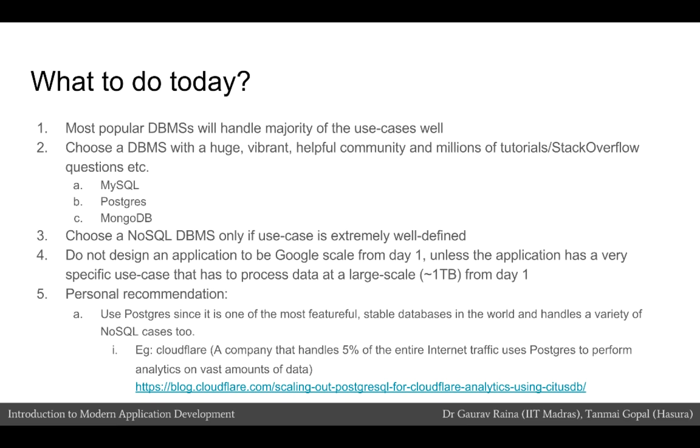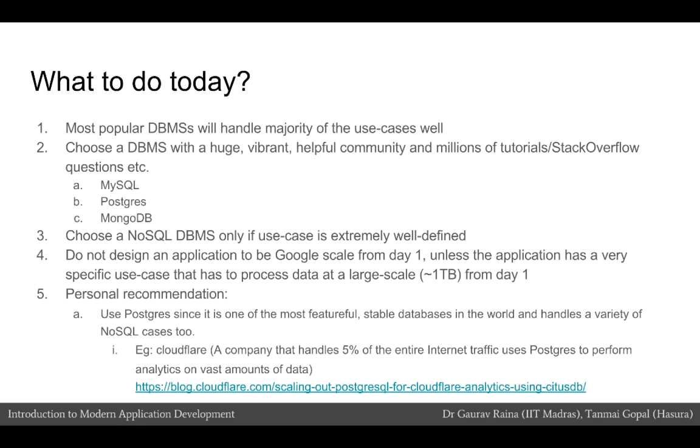Which also is closely related to the point that you should not design the application to be Google scaled from day one, unless the application is working in a very specific domain that has to process data at the scale of a few terabytes right from day one. Unless your application is processing a few terabytes of data right from day one, do not even think about any fancy database and just go with something that is popular and that has a huge community around it.